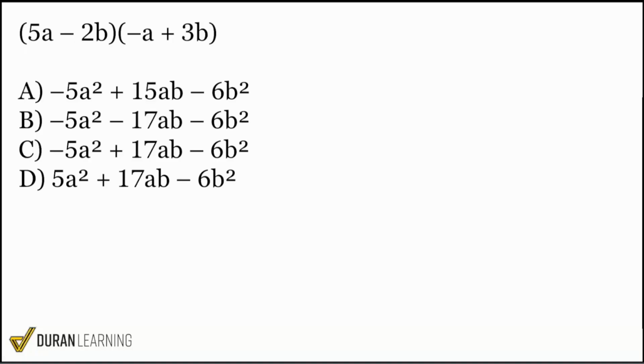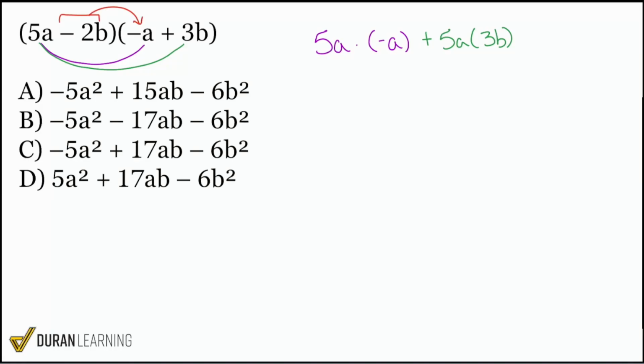Here, we'll make sure that the 5a multiplies with the negative a. So 5a multiplied by negative a. Then we'll make sure that the 5a also multiplies with the positive 3b. So that'll be plus 5a multiplied by 3b. Then from here, we'll continue with the negative 2b multiplied with the negative a. So minus 2b multiplied by negative a.